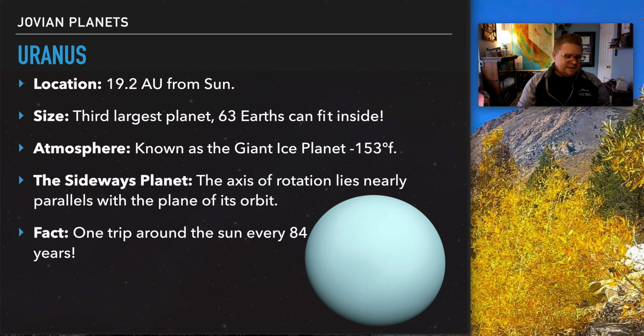It's also known as a sideways planet. So most of our planets have a tilt, where this is the north and this is the south, and they're tilted like this or tilted like this, whatever it might be. But this one is actually going this way, which means it rotates this way. So it's the sideways planet. The axis of rotation is nearly parallel with the plane of its orbit. And then a fun fact, one trip around the Sun takes 84 years. So it takes 84 Earth years for 1 year to be equivalent for that planet.